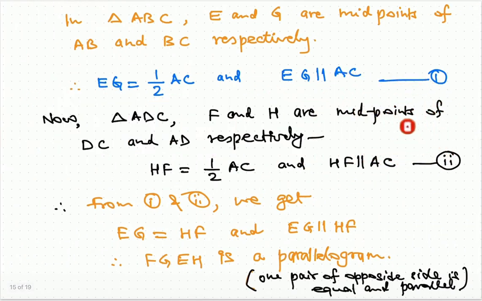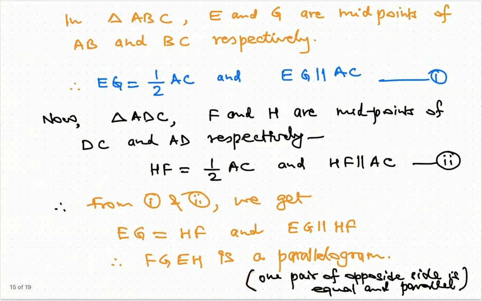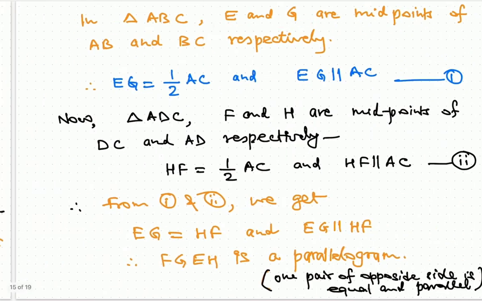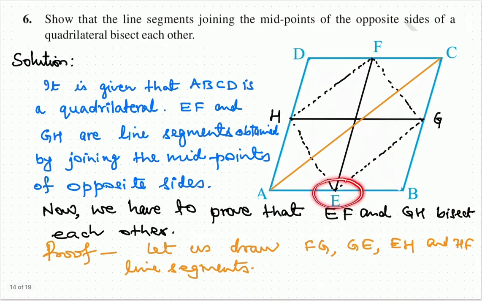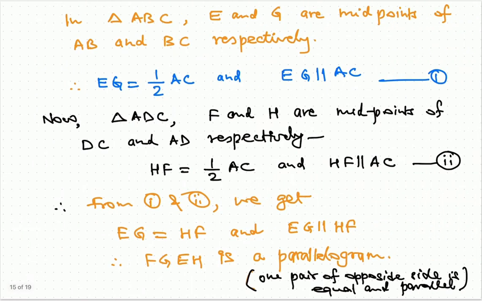Since in triangle ABC, E and G are midpoints of AB and BC respectively, here E is the midpoint of AB and G is the midpoint of BC, and we are taking this triangle ABC. So we can show that EG is equal to half of AC and EG is parallel to AC.